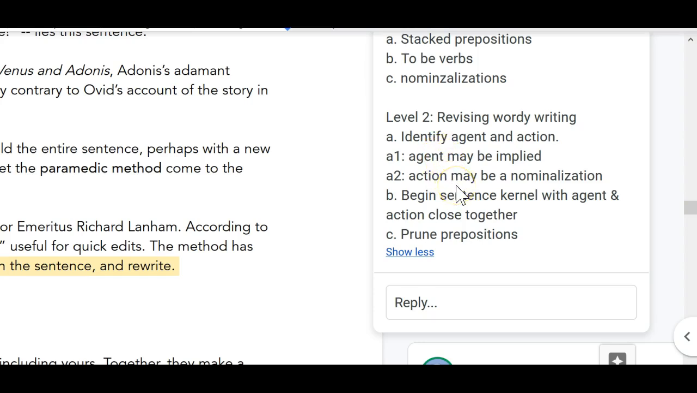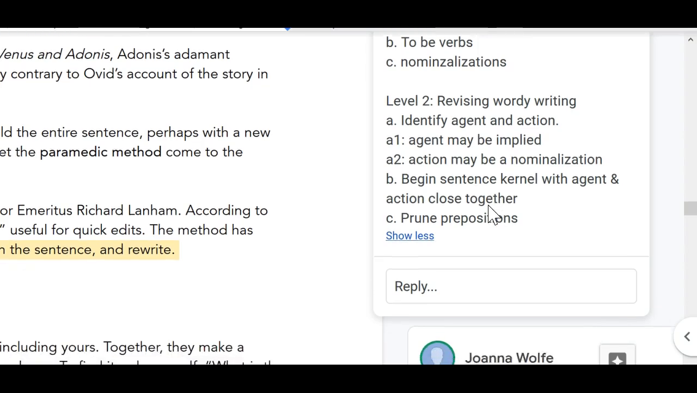I'm not tied to these. But things to realize, and you already have this in here, that the agent could be implied. It's often not necessarily stated. And the action could be a nominalization. And I'll go through an example here. Then we want to start off the sentence by putting the agent and action close together, then prune the prepositions. And then if there's other advice that you're seeing from your research on the paramedic method, go ahead and include it. But I think this gives us some key steps here.